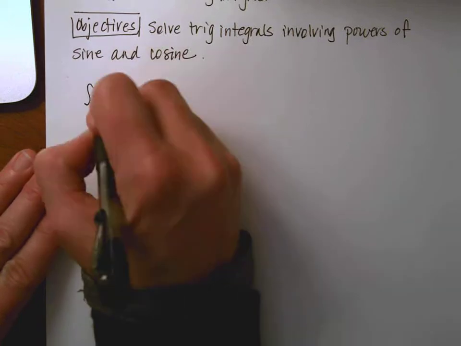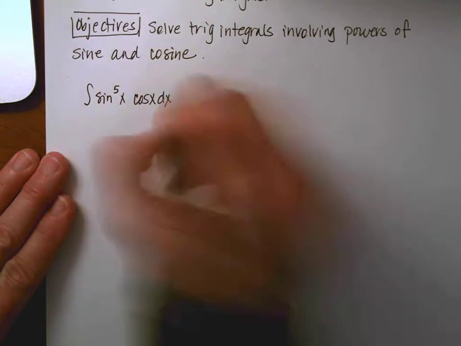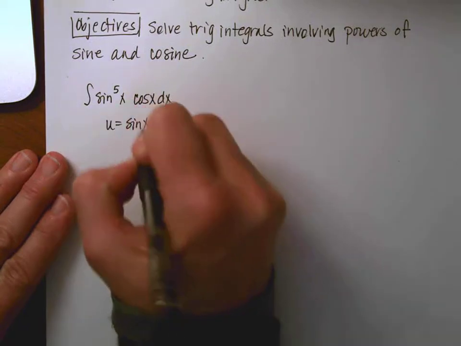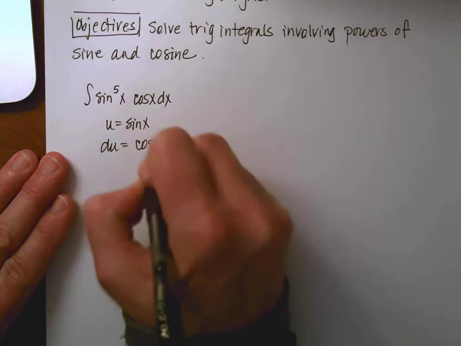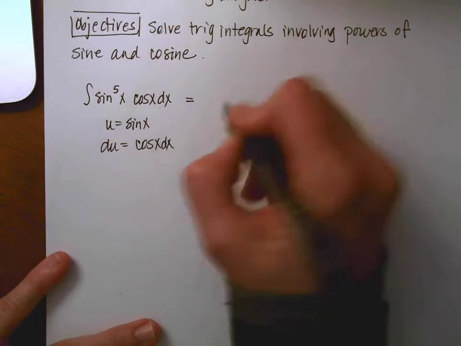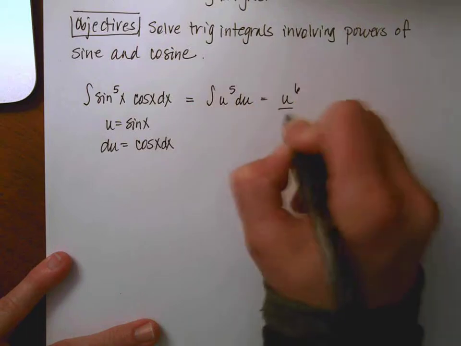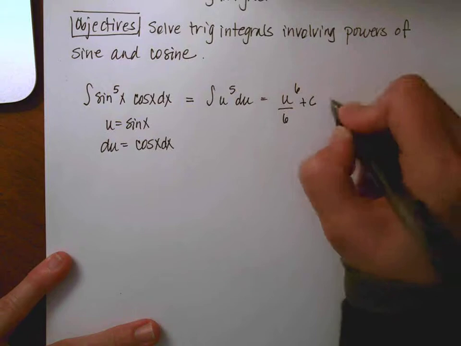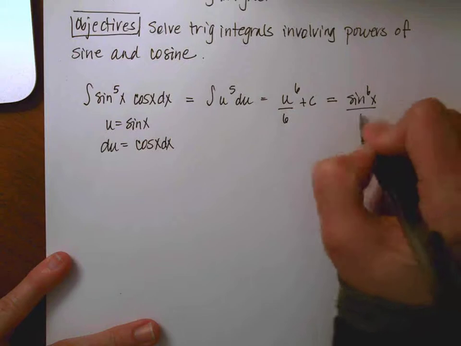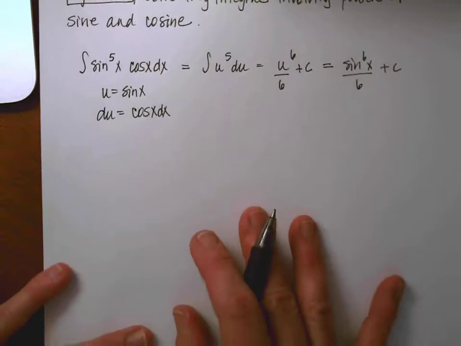So what if I had the integral of sine to the fifth of x cosine of x dx? If I let u equal the sine of x, du is the cosine of x dx. So then this just becomes a simple u substitution, and I would do the integral of u to the fifth du. So it would just be u to the sixth over 6 plus c. Substitute my stuff back in, and I'm going to get the sine to the sixth of x over 6 plus c. So that one was actually fairly easy, and we already know how to manage those.